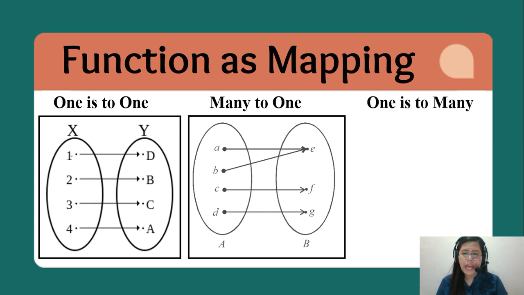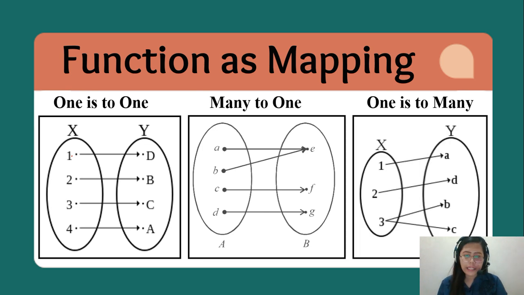And the last one, we have 1 is to many. So, pag sinabi namang 1 is to many, nag-iisang value siya sa x mo, tapos nagko-correspond siya sa maraming value sa y. So, example natin, 1a, 2d, 3b, 3 ulit, c. Okay? 1 is to many.